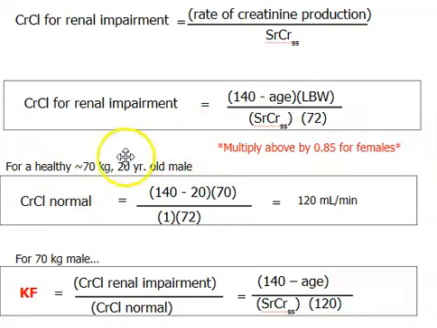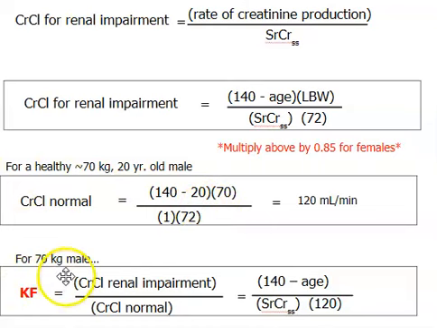So let's look at an example. For a healthy 70 kilogram 20-year-old male, here's their normal creatinine clearance. It's going to be 140 minus 20 times 70 divided by 1 times 72. And so normal creatinine clearance for an average weight 70 kilogram 20-year-old male is about 120 mLs per minute. Okay, and so you can use this information for some of your plug and chug calculations.